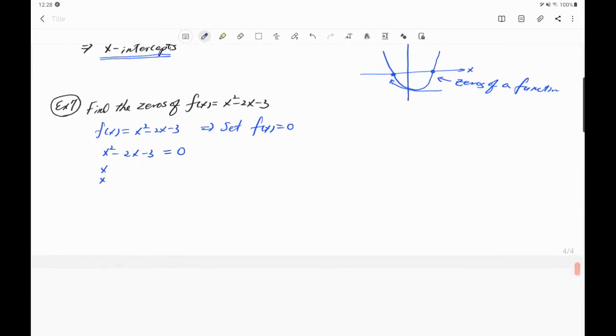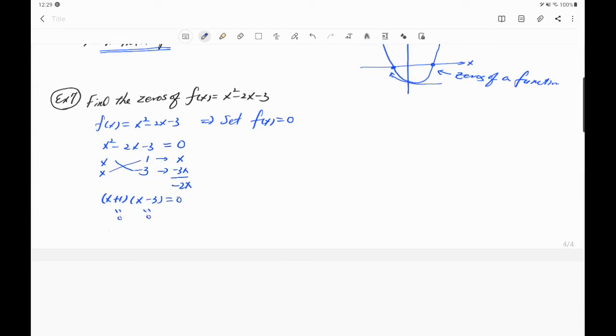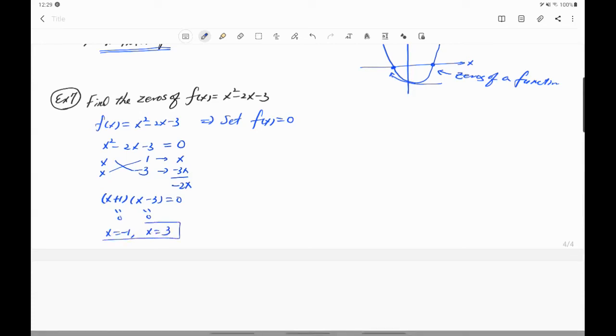Okay, we can factor this one. So 1 times 3, the minus goes here, so that the result will be negative 2x. So the left side is x plus 1 times x minus 3. From here, set each factor equal to 0, so x equals negative 1 and x equals 3. So these are the zeros of the function, which are the x-intercepts of the function.